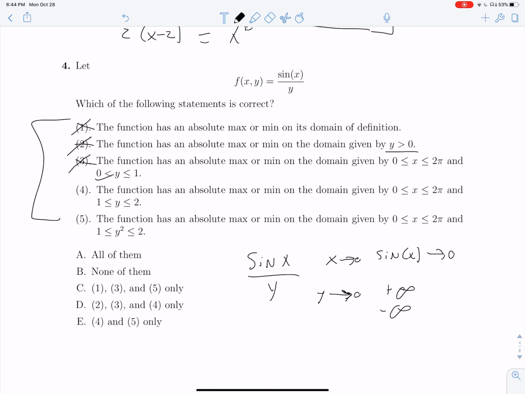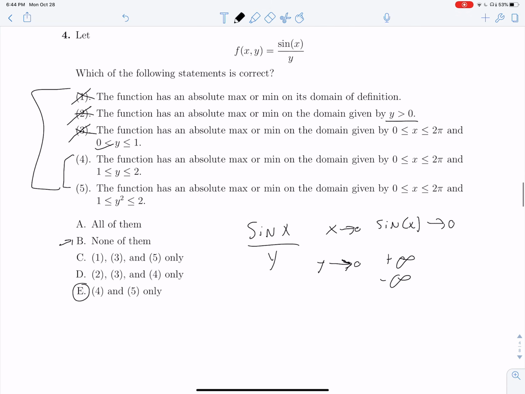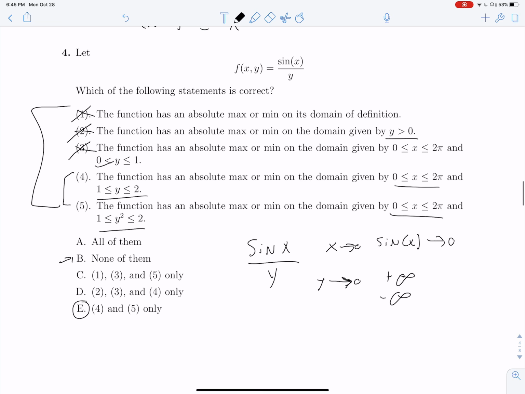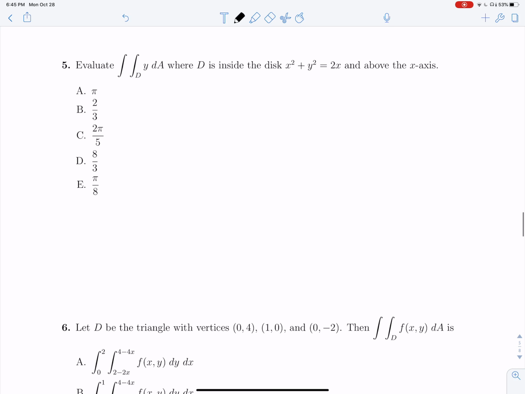The function has an absolute max or min on the domain given by... Yeah, sorry, I was trying to think through these, but there can only be one answer now. Actually, there could be another answer, but you know how these things go, it's never none of them. Because both of our endpoints are defined for both of these, and we have no asymptote behavior, these two are good, and we're happy.